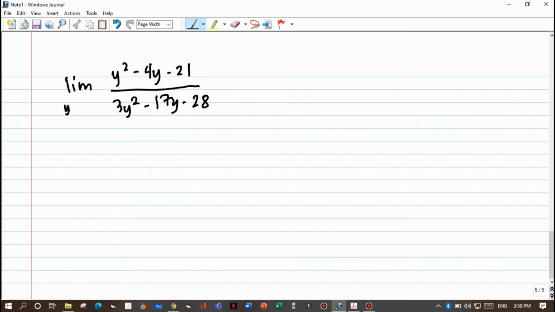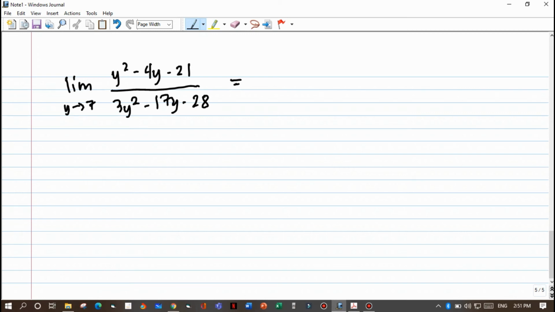Now let's have another problem and let's solve for the limit of y squared minus 4y minus 21 all over 3y squared minus 17y minus 28 as y approaches 7. Now if we plug in 7 to the function, this will become indeterminate. This is 0 over 0, but that doesn't mean that the limit does not exist. So we have to simplify this one.